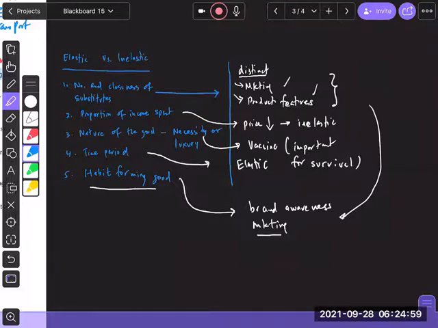Make sense? Okay, guys, which one is more important? Which feature is more important? Anyone?